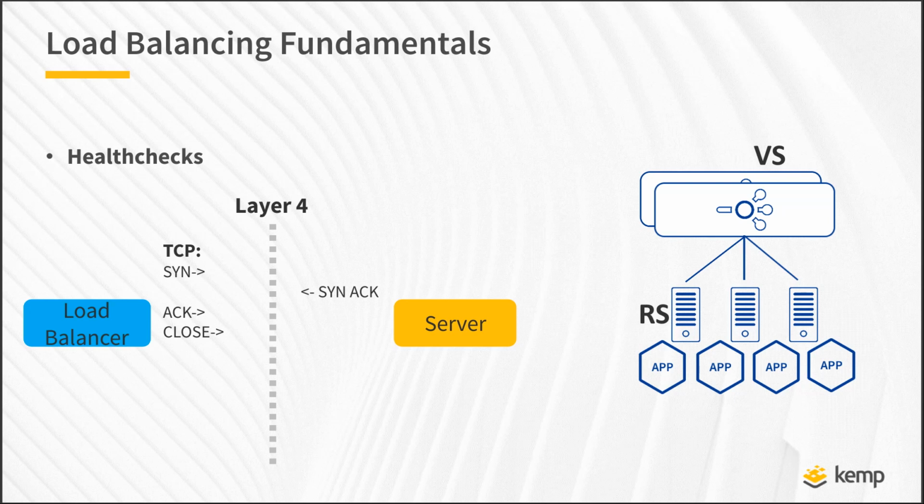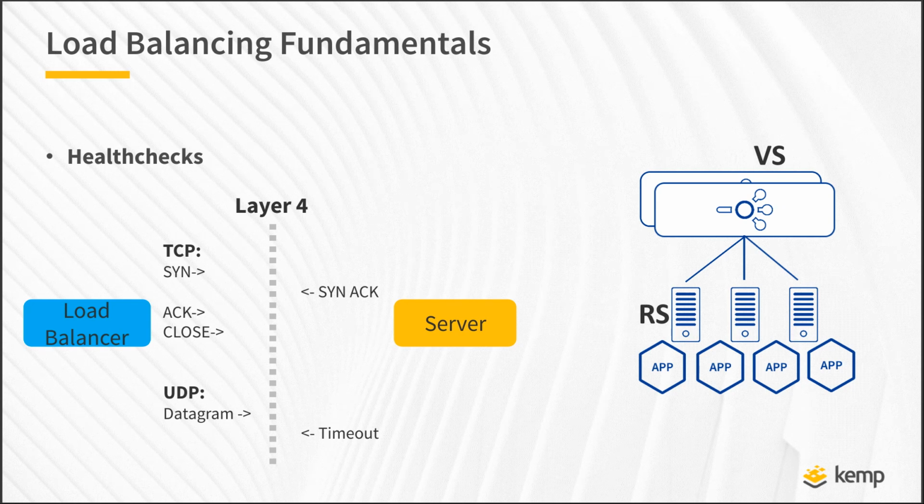UDP is slightly different. If you recall your networking technology, UDP is connectionless. There is no connection table. There is no handshake. It's just send data and assume that it gets there and assume you get a response. So how do you do a health check for UDP? We send what we call a datagram, which is a packet. In UDP language, we call it a datagram. We send a packet to that UDP port. So if it's DNS, we're going to send some sort of data to UDP port 53.